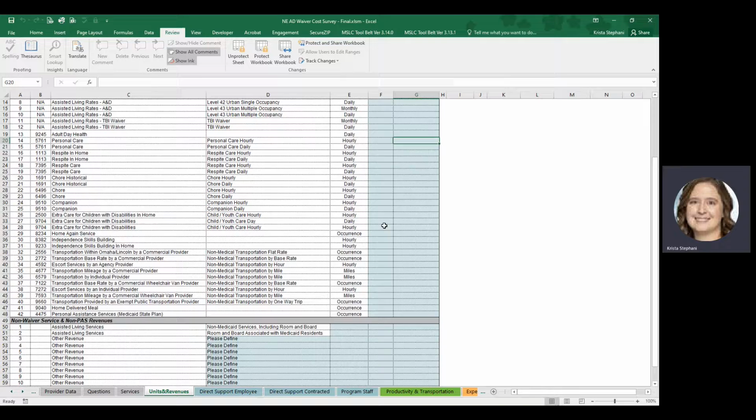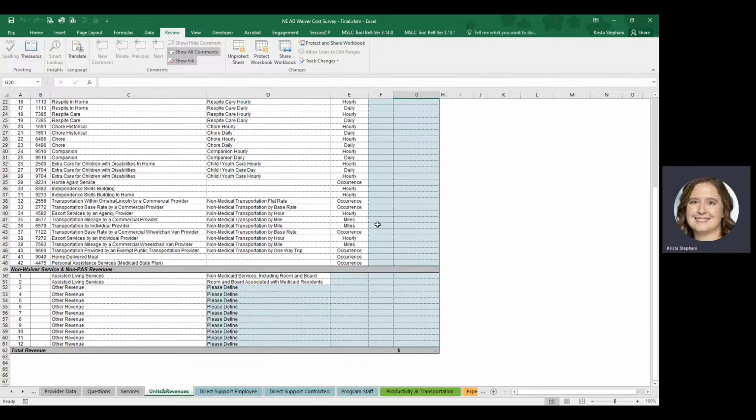In addition to collecting revenues related to the waiver services, we do have some information that we would like to collect related to non-waiver services and non-PASS revenues. If you operate an assisted living facility, we are interested in collecting information related to non-Medicaid services. So for all other payers, the total payments that you have received. And for assisted living services, the room and board revenues that you received associated with Medicaid residents.